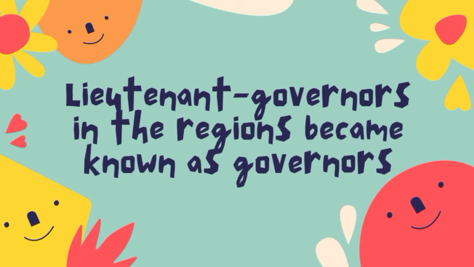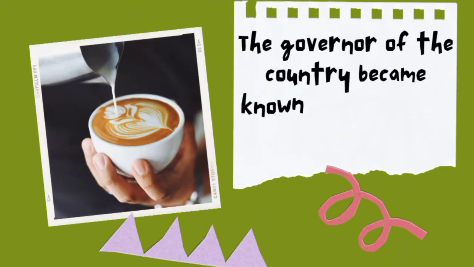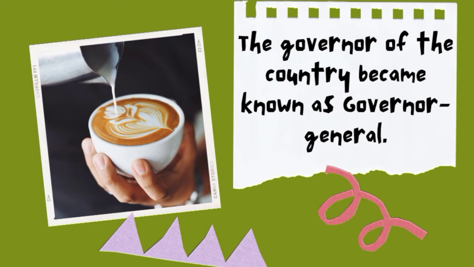Again, most notably, the lieutenant governors in the regions became known as the governors. Of course, you remember that in Maffasen Constitution, at the regions, they were called lieutenant governors. Earlier, they were called chief commissioners. But in Lyttleton, they were now known as the governors. And the governor of the country, that is at the center, became known as Governor General.